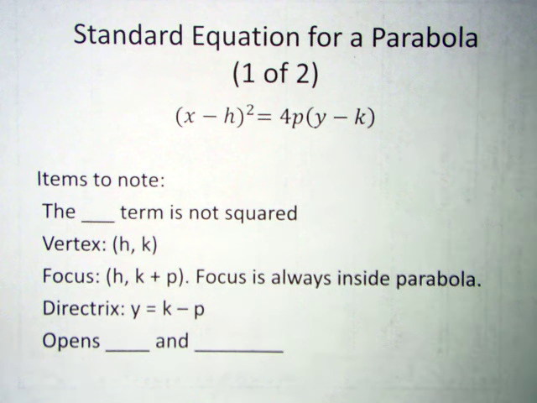Okay, we got a mini lecture here on the standard equation for a parabola. We have 2 slides on this. Again, you can always find my slides. Take a look at the bottom of the video here to see what website I have for these slides that I've made.